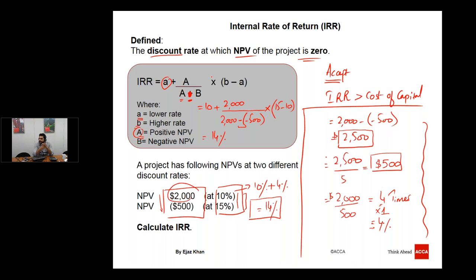No, you won't be tested on multiple IRRs. Multiple IRRs is just in case we have non-conventional cash flows. We'll discuss later. Ayaz, it's a good question. How will we get 2 NPVs? We'll just go to the next question. It'll tell you how we get 2 NPVs.